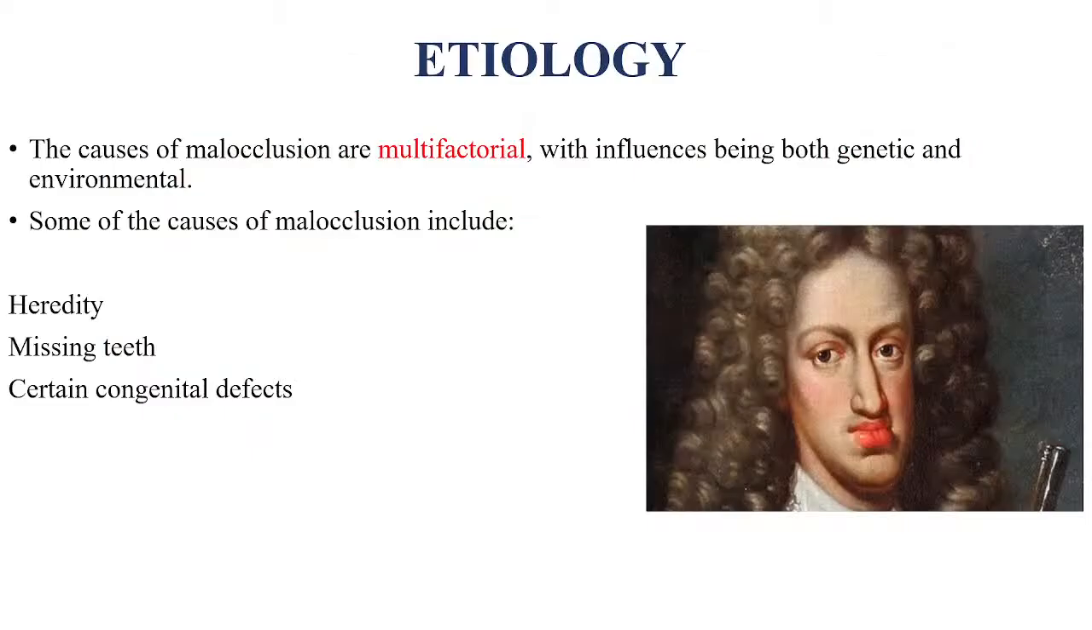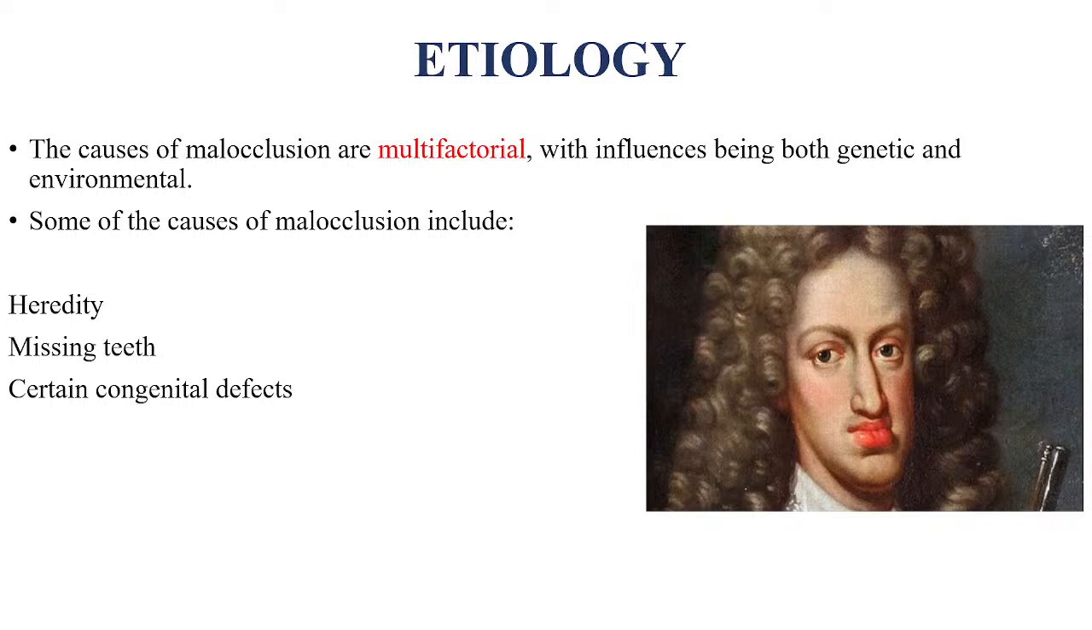So the causes of malocclusions are multifactorial, with influences being both genetic and environmental. Some of the causes of malocclusion include heredity. Like we can see in this photograph, what is the thing which is not proper? Which jaw has a discrepancy? Lower jaw. So the lower jaw is bigger. So this usually runs in families.